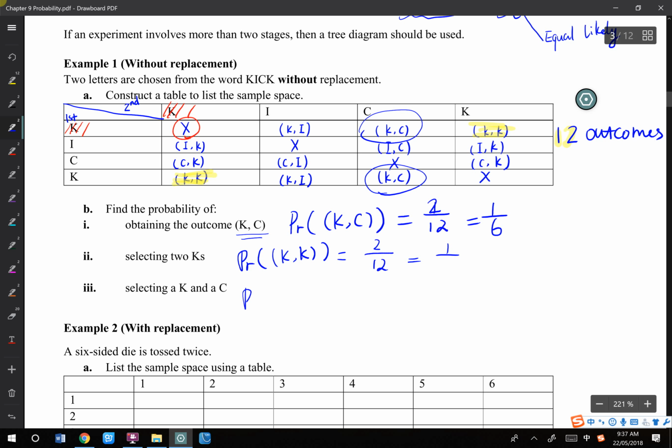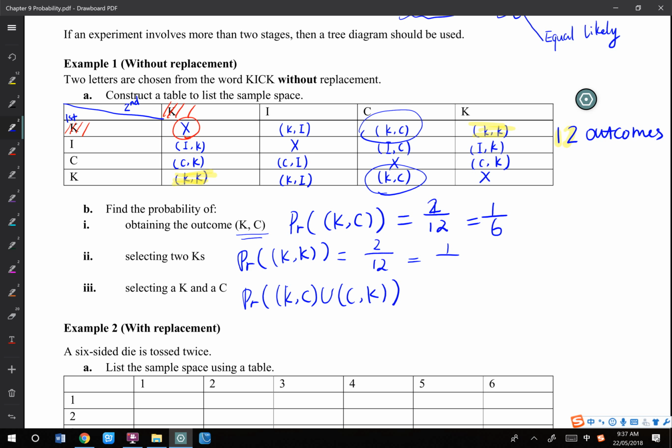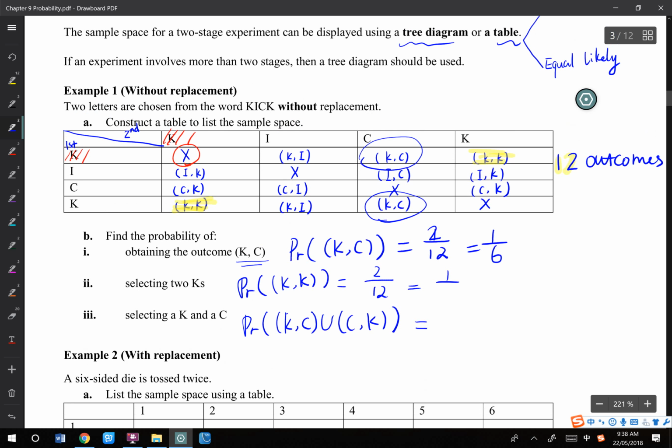So I can write, well, if I want to use math notation, I can say KC union CK. I can represent it in that way. So what result I want is either KC or CK. So I use a union in between them. So this or this will be fine. You have 2 CKs and 2 KCs. That's 4 out of 12, which is a third.